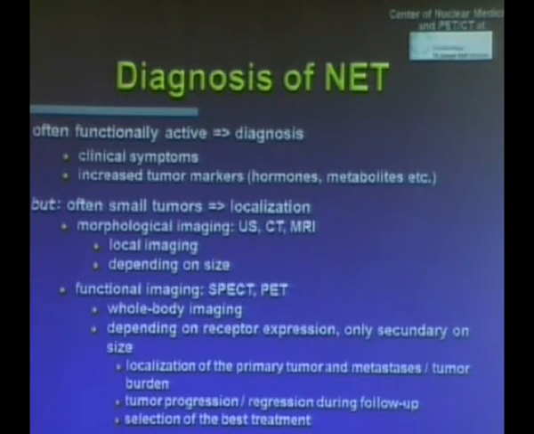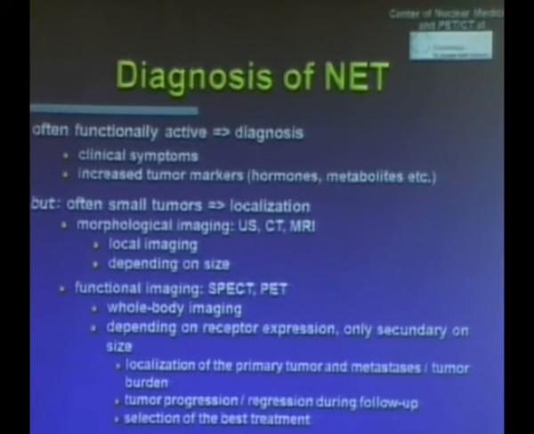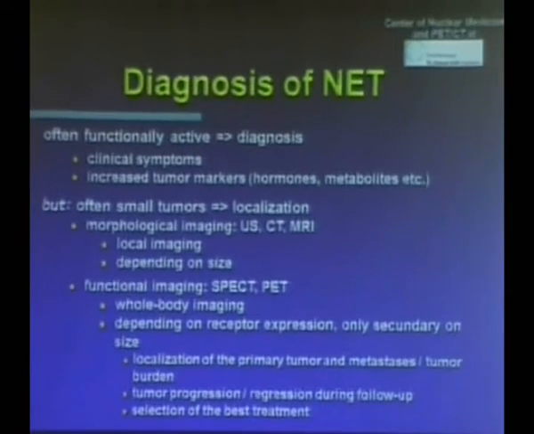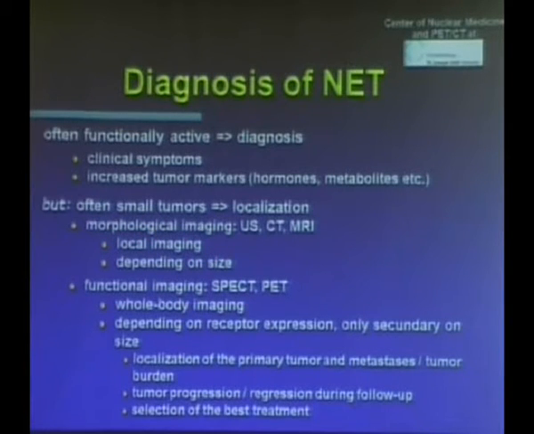Okay, we have on the one side the morphological imaging like ultrasound, like CT, like MRI. But the disadvantage is that these are localized imaging procedures, and they depend on the size of those tumors. And on the other side, we are the nuclear medicine part of the whole medicine. We can present functional imaging. Of course, we can perform scintigraphy and SPECT-CT, and of course, PET and PET-CT.